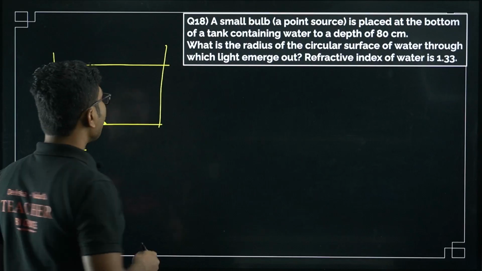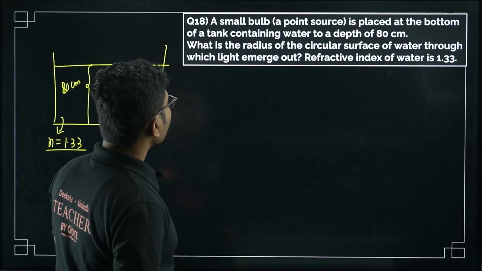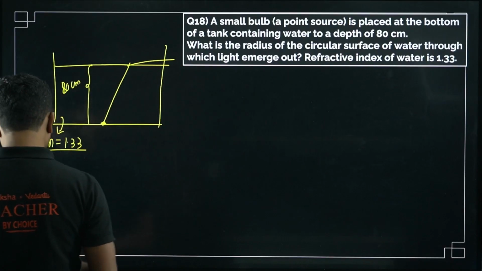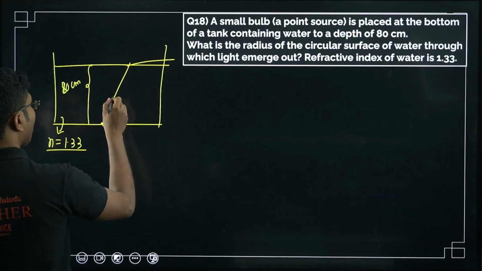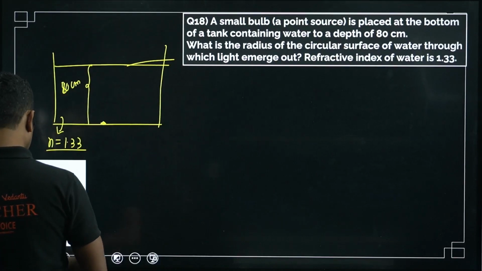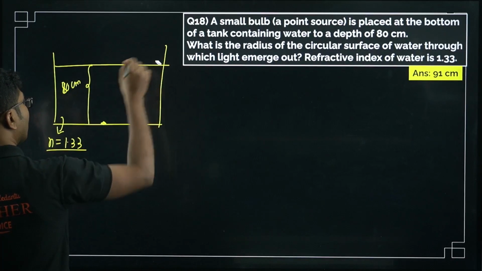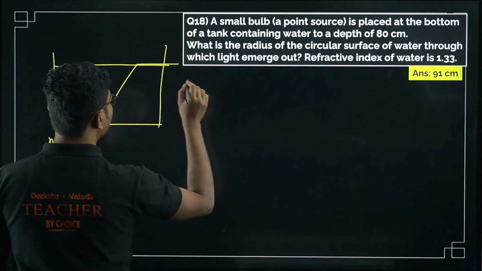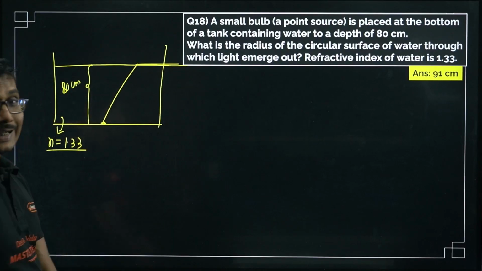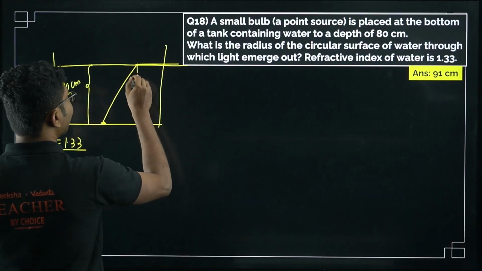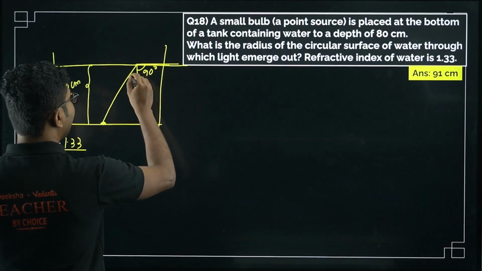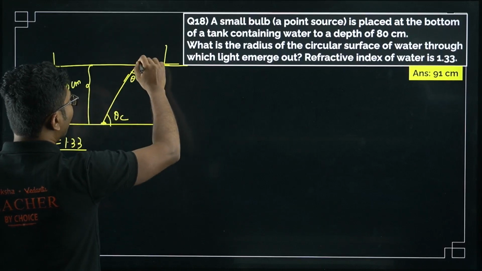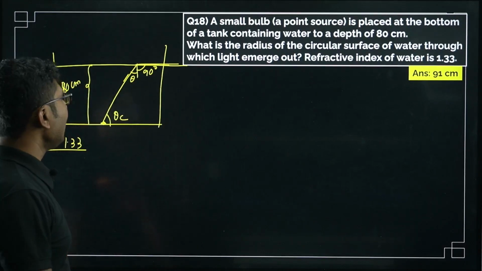Now what we have to do is find the circle that it will form on the surface. Why will the circle be formed? As we know, as the light is traveling from water to air, the light ray will bend away from the normal, and slowly after some time it will be falling at a critical angle. At the critical angle, the refracted angle will be 90 degrees, right? So suppose this is theta c. After that, whatever light falls will be reflected back into the water again.